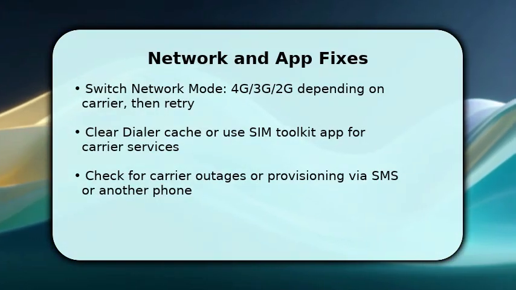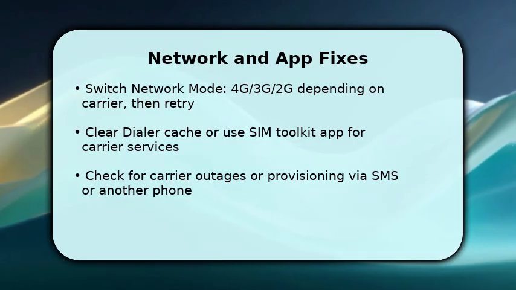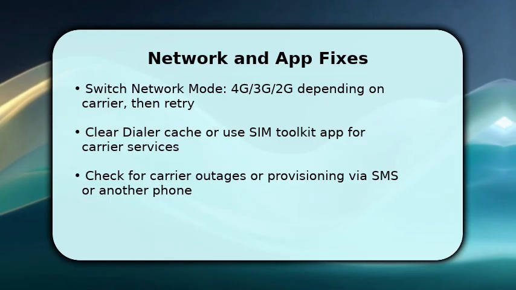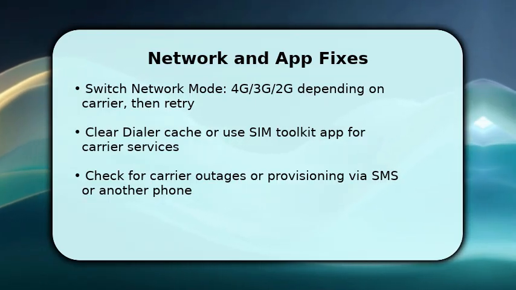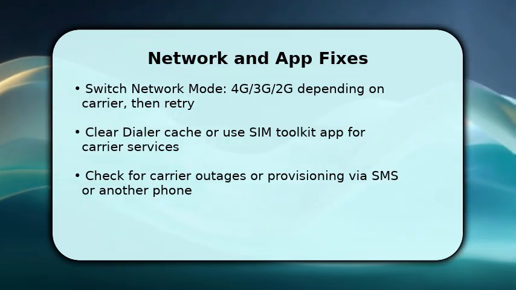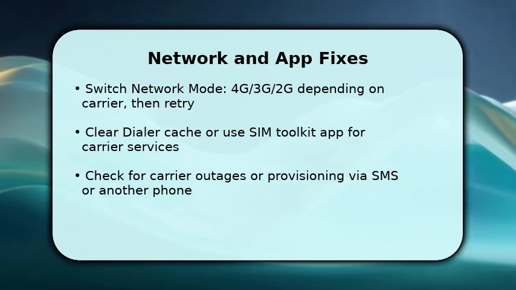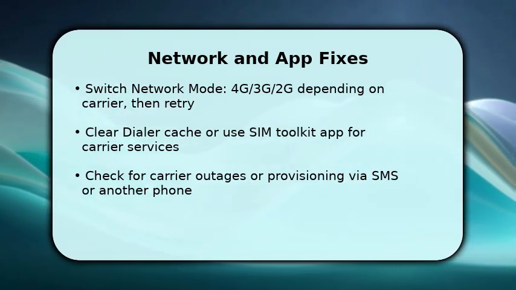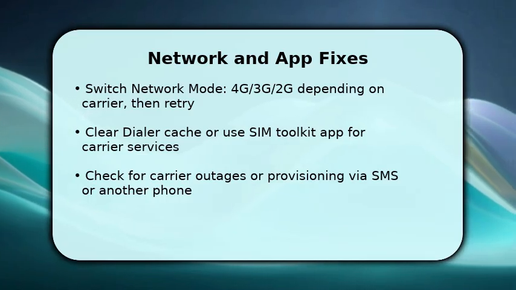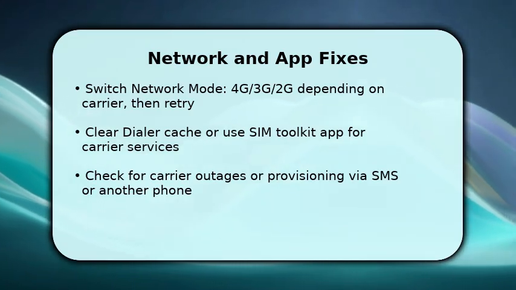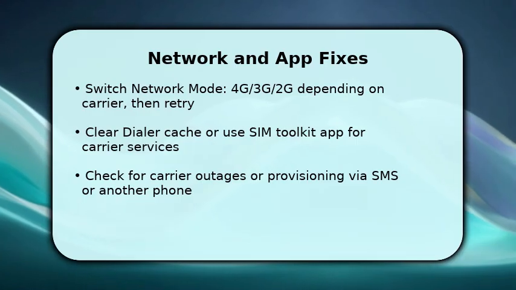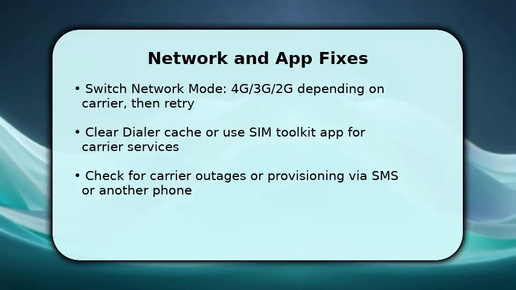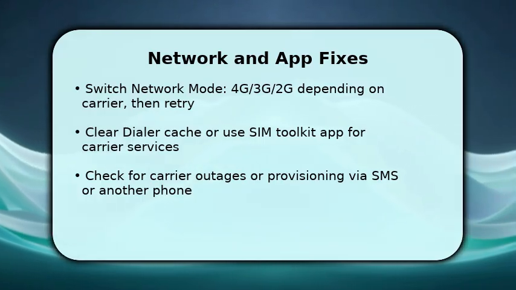Now focus on the middle, more technical steps. You should switch the phone network mode between 4G, 3G, and 2G because some USSD require a specific radio. Make sure to clear the dialer or phone app cache and try the carrier's SIM toolkit application if available. It often runs USSD-like commands directly. Also, test the same code on another handset or ask the carrier via SMS because provisioning or outages can block USSD from your account. Finish by applying advanced fixes.